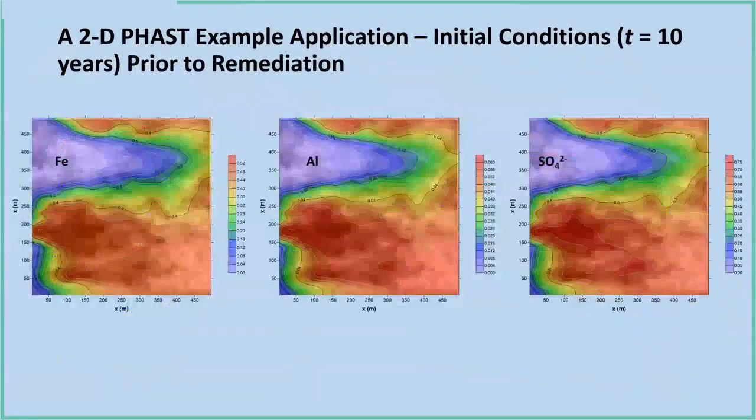Very similar results are apparent for aluminum and sulfate. Aluminum's concentration is largely controlled by equilibrium with solid phase aluminum hydroxide, whereas sulfate is much more mobile. Because the background groundwater has not been impacted by sulfuric acid, concentrations of sulfate are lower toward the upper left.